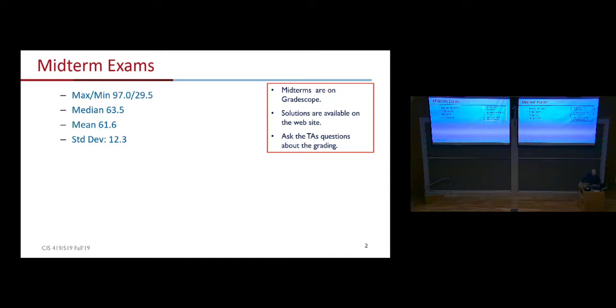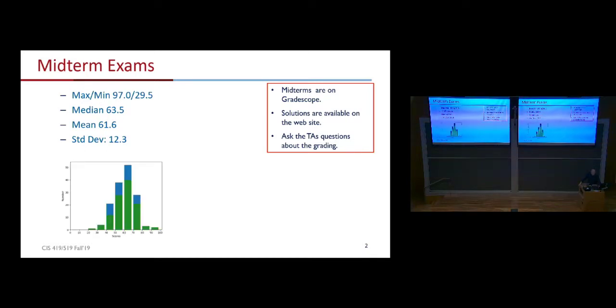So overall, actually, from my perspective, it looks pretty good. So here is how it looks. This is a graph that shows 519, which is the majority of the class, in green, and 419 in blue. Overall, it looks like this, which is, as I said, from my perspective, a pretty good histogram.